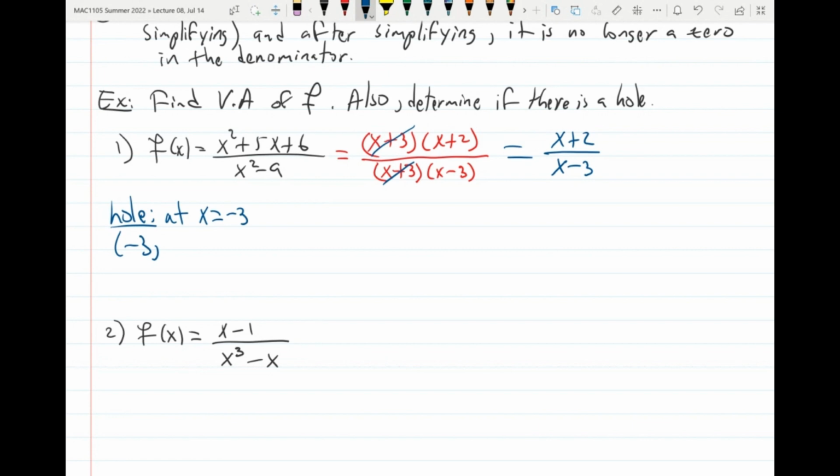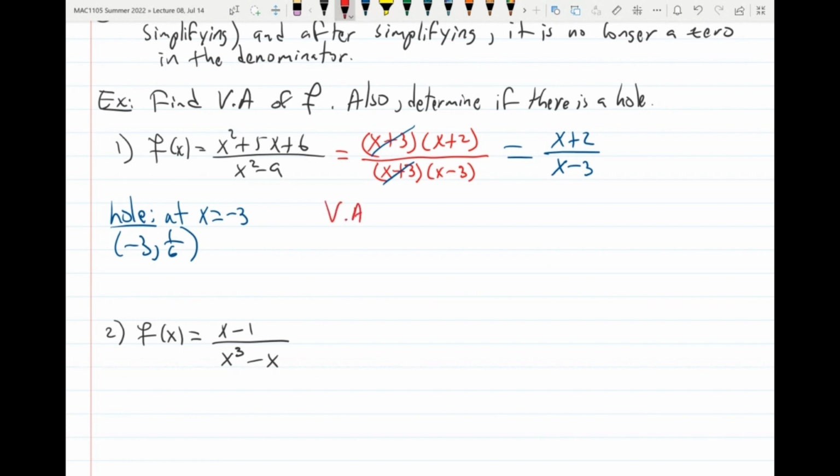How do you find the y? You have to plug into the reduced version, right? If you put in negative 3, what do we get? Negative 1 over negative 6, so that's 1 over 6. So the point negative 3, comma 1 over 6 is going to be a hole. If you want to graph this, you need to have a hole at this location. Does that make sense?